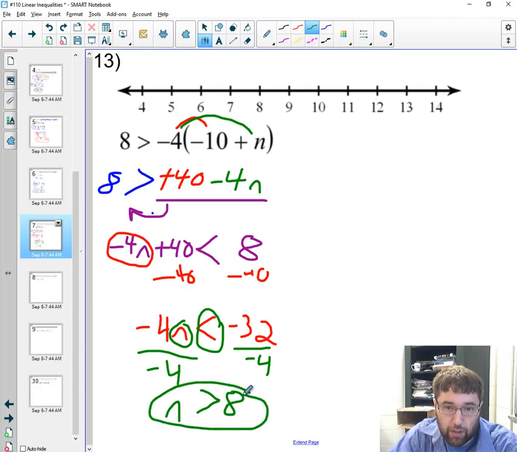And I circle the answer. Because there is no underline, it is an open circle at 8. And because it's pointing to the right, I point to the right.